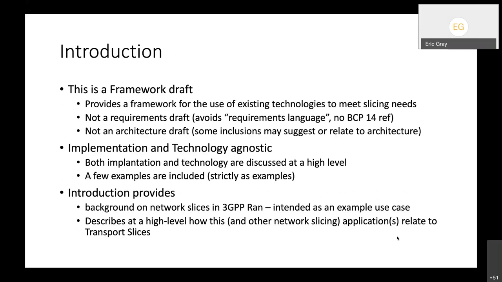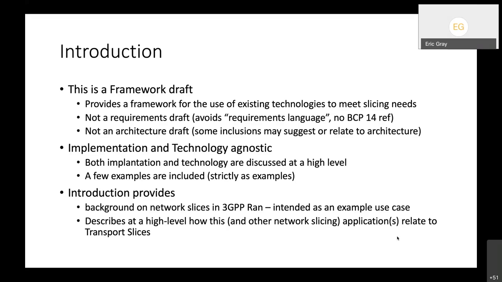So in introducing this draft, it's important to understand that this is a framework draft. This is sort of like, here's the background, here's the problem space. It's not about requirements at this point. It's not about architecture, although in both cases, there will be some limited connections. For example, we refer to an architecture in the enhanced VPN, and refer to the ACTN work, and we don't include requirements language, at least not on purpose. We do not have the reference to BCP 14, 2119, and 8174.